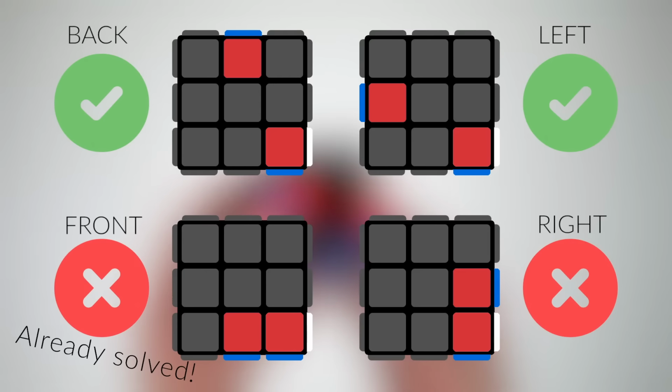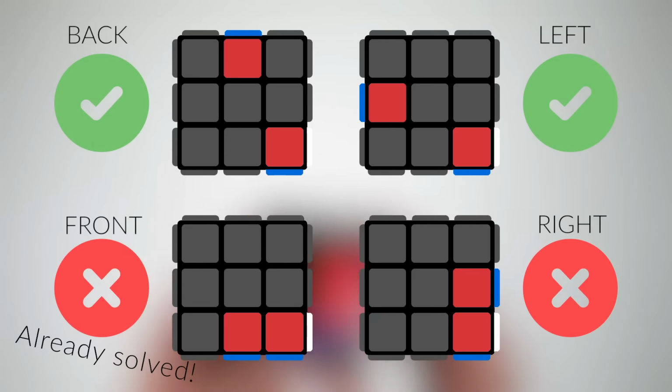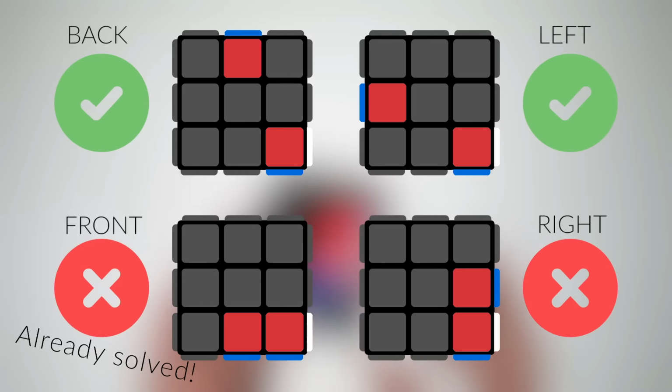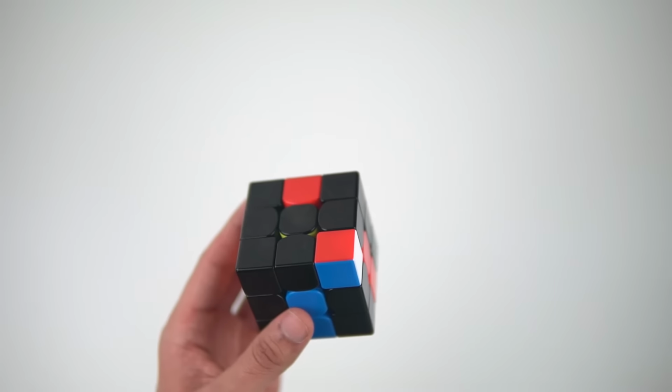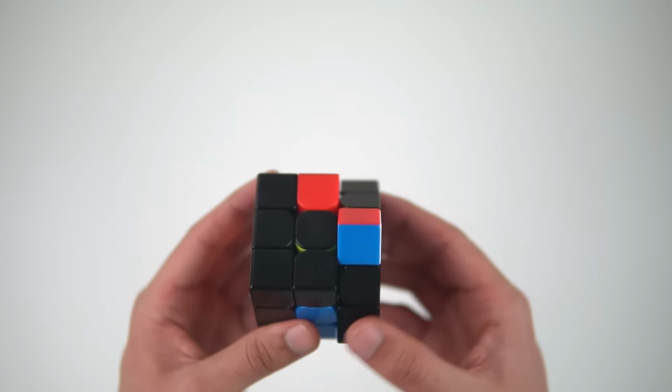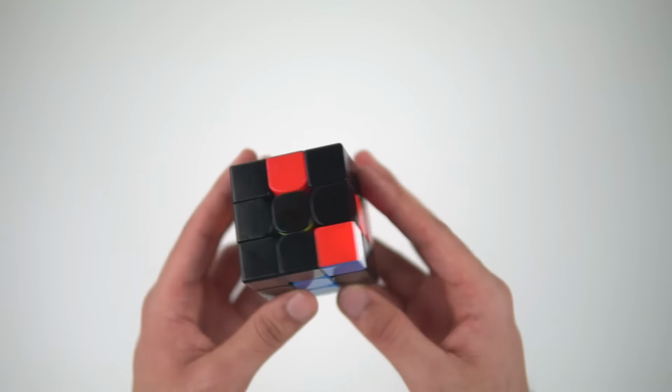If you have it in the front position, you'll already have the pair solved, which I'll show you how to insert in a few moments. If it's in the right position, then you have to go back to part 1 and split them up using the hiding trick that I showed you. So now that we have that sorted out, we know our goal is to make the red and blue pair.